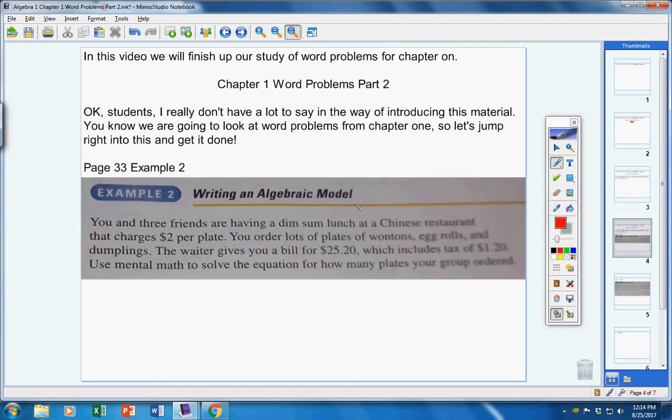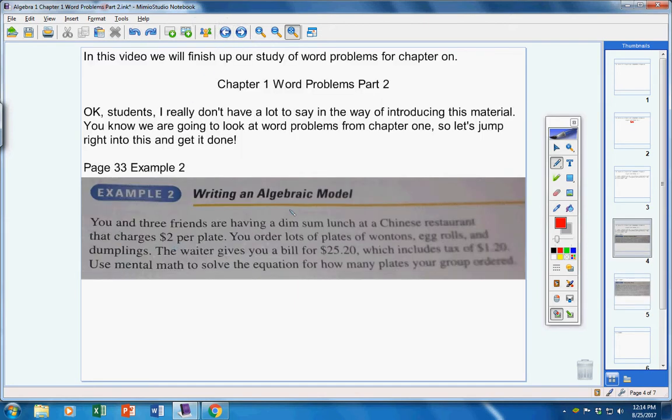In your notes, you're welcome to write the word problem down. I think that's a waste of time. I would not do that if I were you, but you're welcome to. I would simply write this in your notes so you know where the problem came from, so you can turn your book and look at the problem anytime that you need to, okay? But that's up to you. So page 33, example number 2, and here we go.